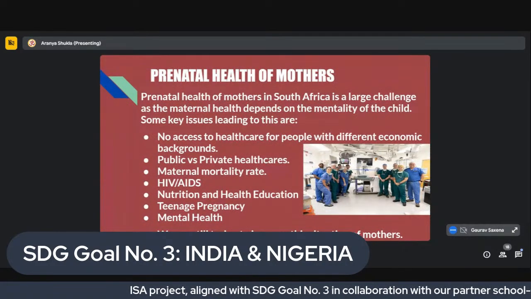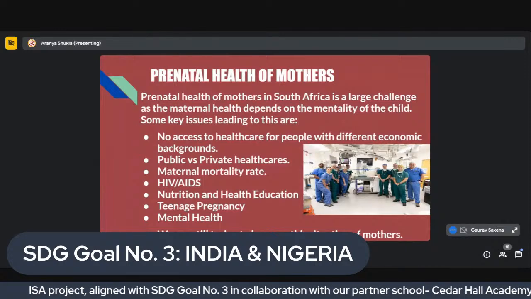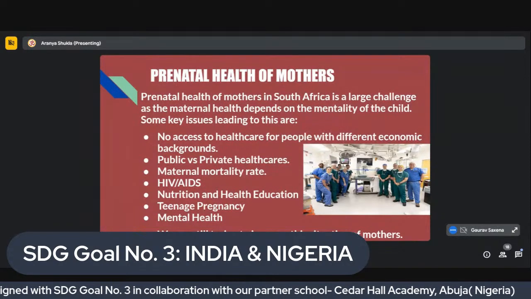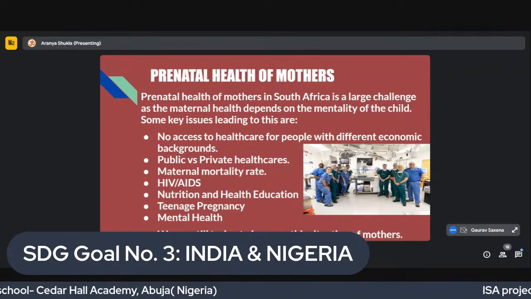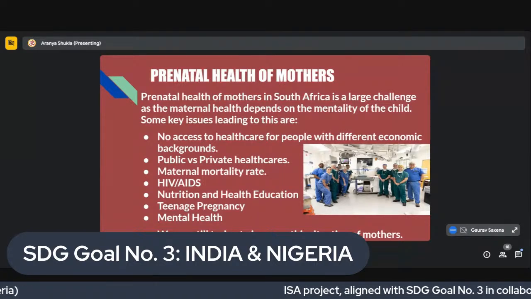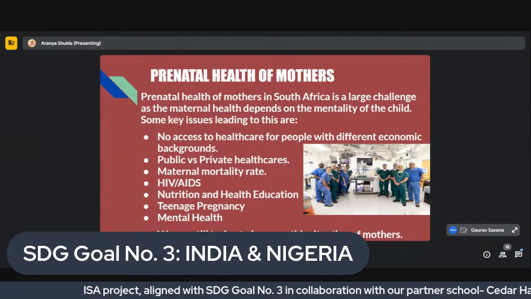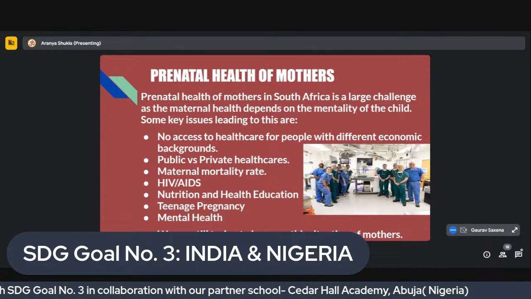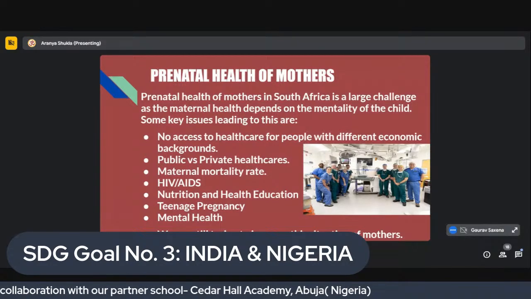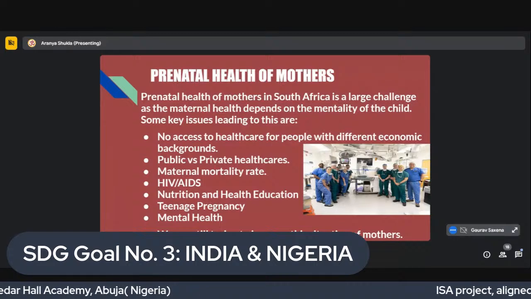The prenatal health of mothers. Prenatal health of mothers in South Africa is a large challenge as maternal health depends on the health of the child. Some issues leading to this are no access to health care for people of different economic backgrounds, public versus private health care, maternal mortality rate, HIV, AIDS, nutrition, health education, teenage pregnancy, mental health, etc.